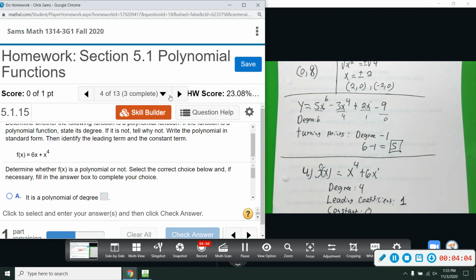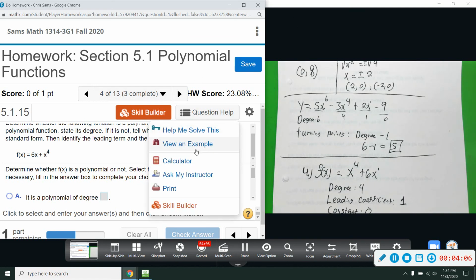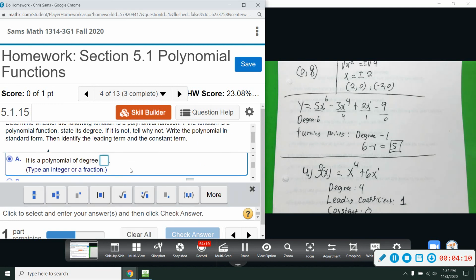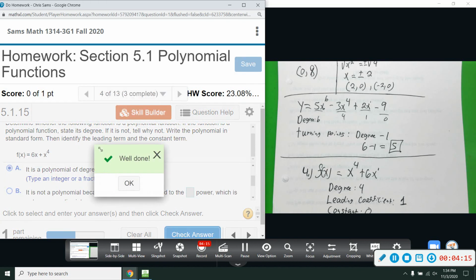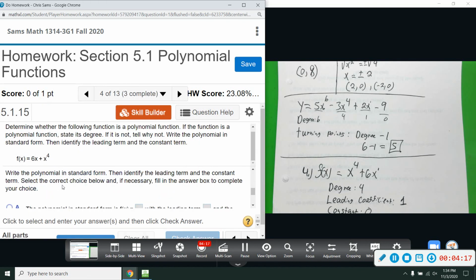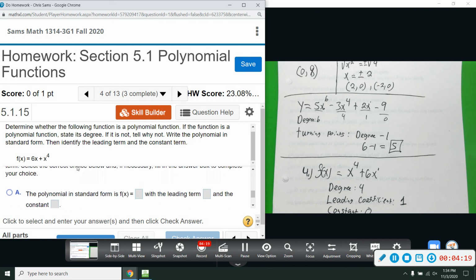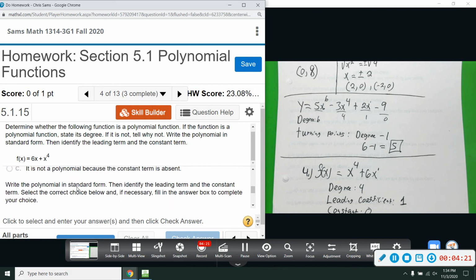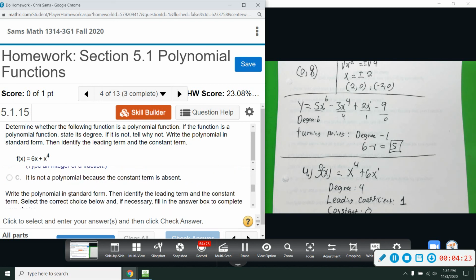So the degree, and let me see if I can also just pull up, no, it doesn't show the textbook here. All right, so I'm not going to go back and look for it. I was going to show you the definition in the textbook. So we have the degree, and then this part says, write it in standard form, identify the leading term and the constant.